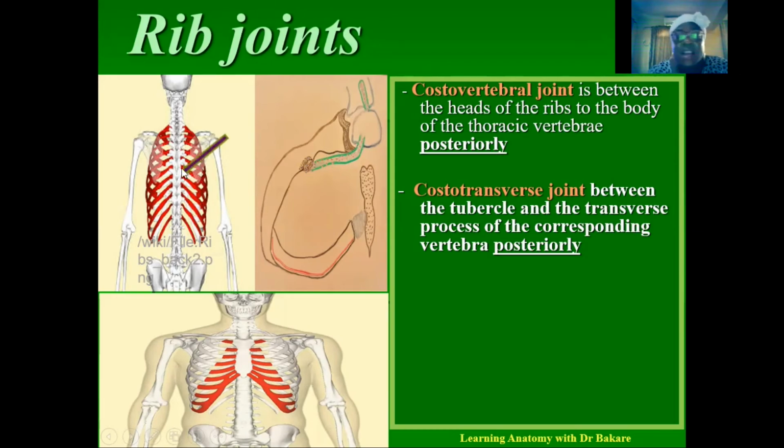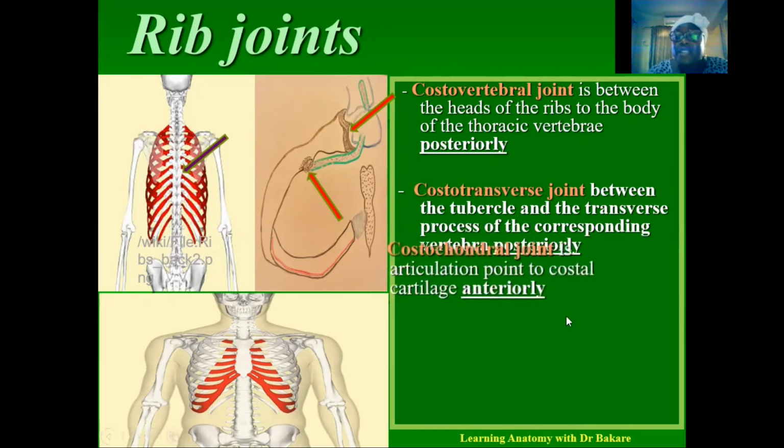So this is where we have the costovertebral joint and also the costotransverse joint, between specific regions of the thoracic vertebra and the head and tubercle of the ribs. So this is the costovertebral joint that is seen between the head of the ribs and the body of the thoracic vertebra. And this is the costotransverse joint that is seen between the rib tubercle and the transverse process of the corresponding thoracic vertebra.